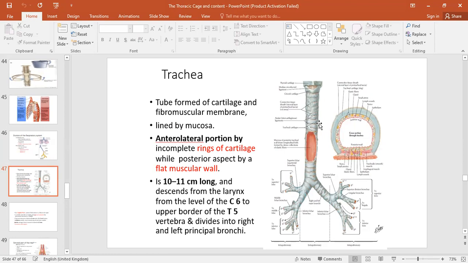The upper respiratory tract involves the nose, the pharynx, and the superior part, or the upper part, of the larynx. The lower half of the larynx belongs to the lower respiratory tract. So the lower respiratory tract will involve the following: the lower part of the larynx, the trachea, the bronchus, the bronchioles, the alveolar ducts, and the alveoli themselves.